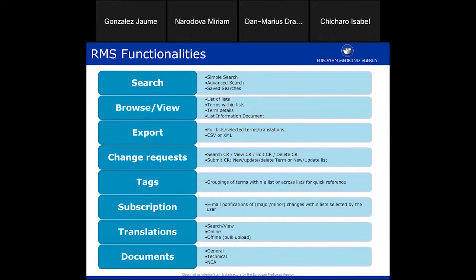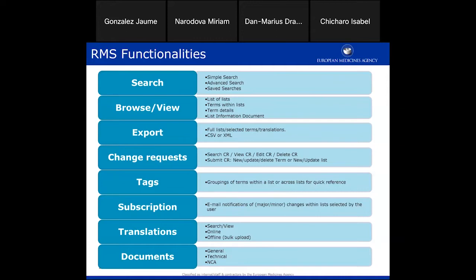Now, I will not explain in detail all of the functionalities in RMS, as there is an RMS web user manual under the document section in the RMS portal with comprehensive information on this. But I would like to give you a quick overview of what users can do in RMS. In terms of searches, users can do simple searches. They can do more complex searches using filters, and they can save complex search queries so that they can be used at any point in time in the future.